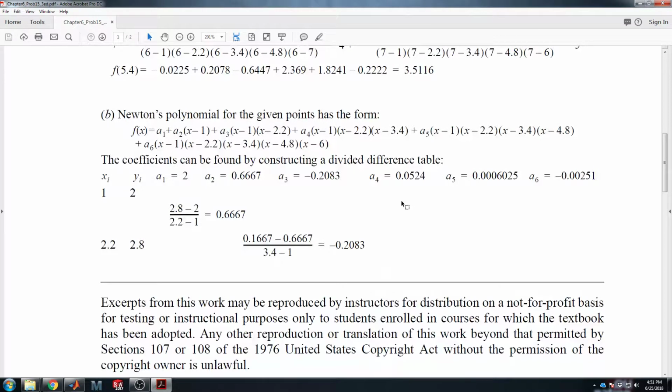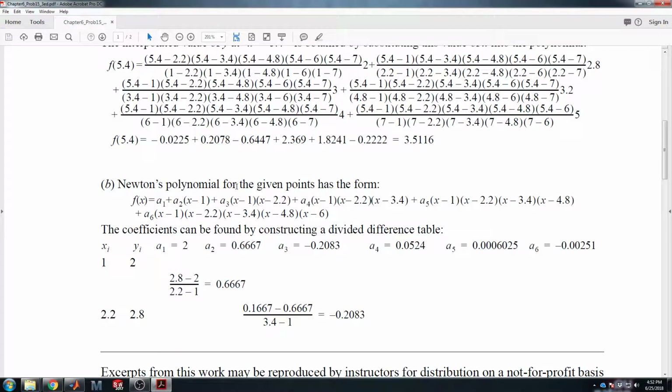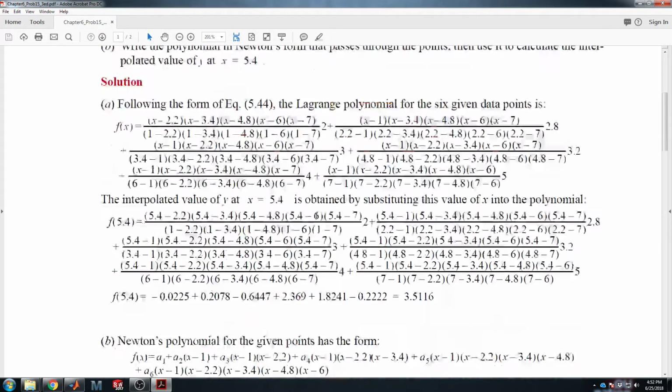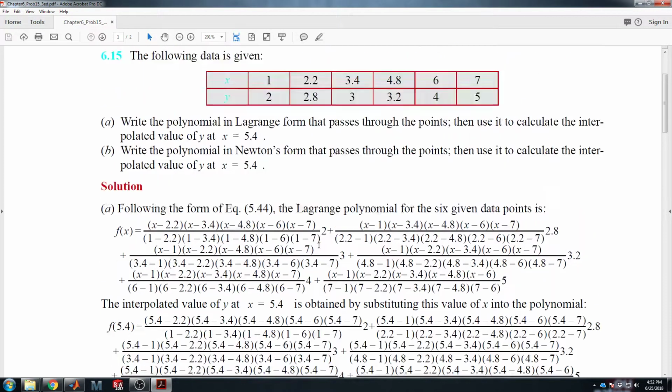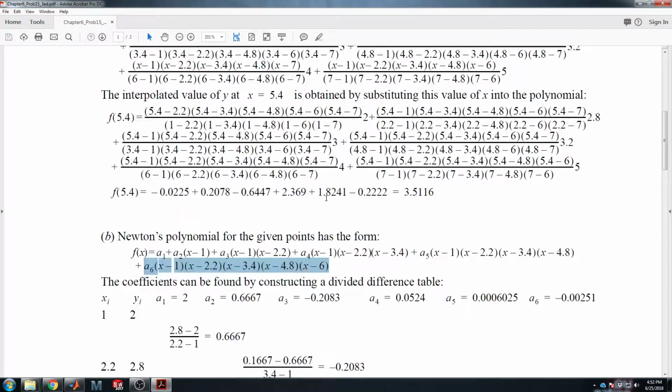Part B, though, Newton polynomial for the given points has the form. Okay, this is the base form of the Newton polynomial, and notice they've just gone in and listed all the different x values. x minus x1 for the first term. Second term has the first and second. Third term has the first, second, third. Fourth term has first, second, third, fourth. And they expand it. Until the time you get to the sixth term, you have everything, 1, 2, 3, 4, except for the last term at 7.